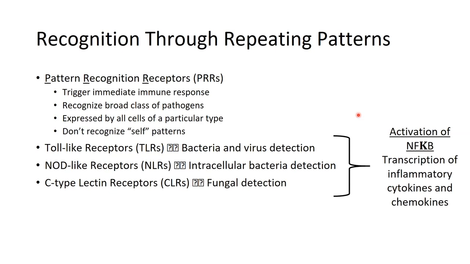And then the important types of these receptors to know are the toll-like receptors, or TLRs. They detect bacteria and viruses. Nod-like receptors, or NLRs, recognize intracellular bacteria. And C-type lectin receptors, CLRs, recognize fungus. All these feed into the master regulator of innate immunity, which is NF-kappa B. NF-kappa B, or nuclear factor kappa B, is a transcription factor that activates transcription of a multitude of pro-inflammatory genes.